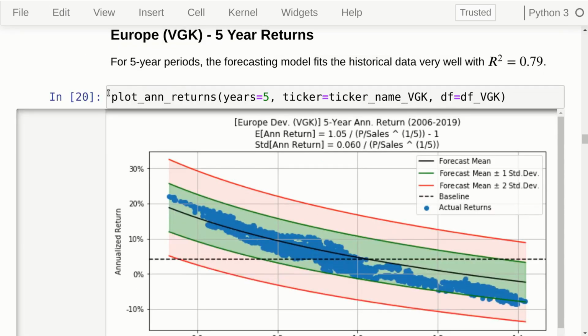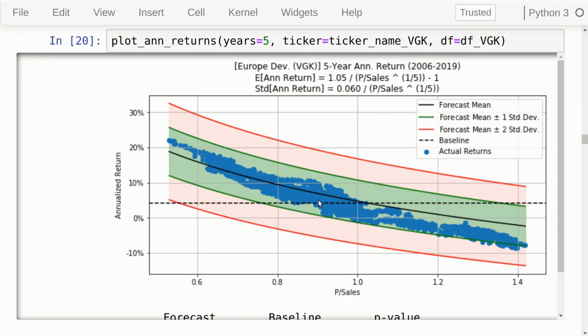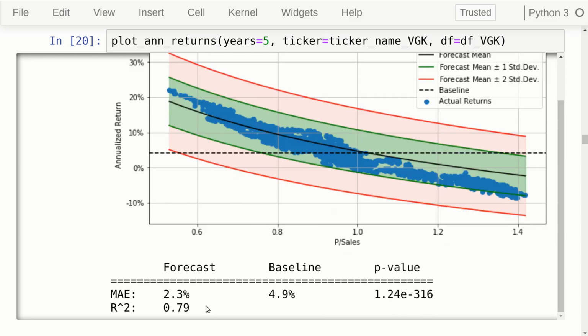So let's try and look at 5-year annualized returns. And now we can see on the plot that mostly all of the actual 5-year annualized returns are contained within 1 standard deviation of the forecasting model. And this is also shown by the high R squared value of 0.79. And this is actually quite remarkable for 5-year annualized returns.